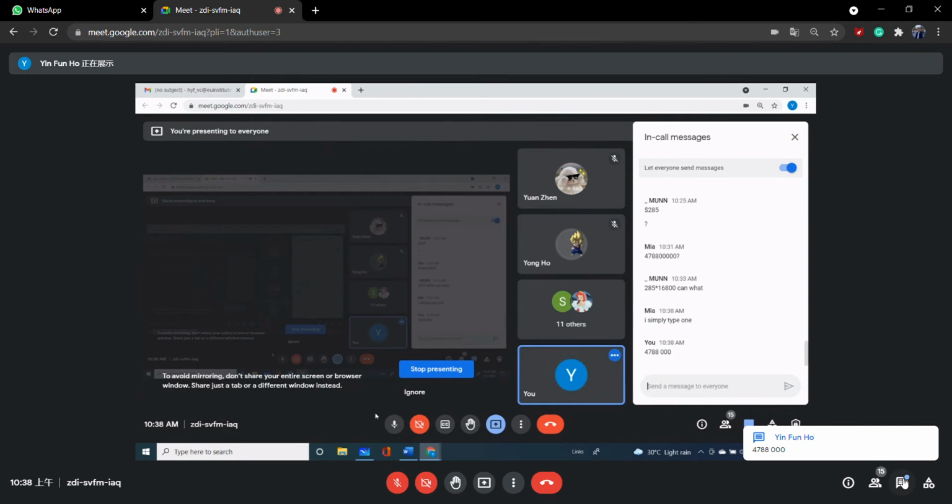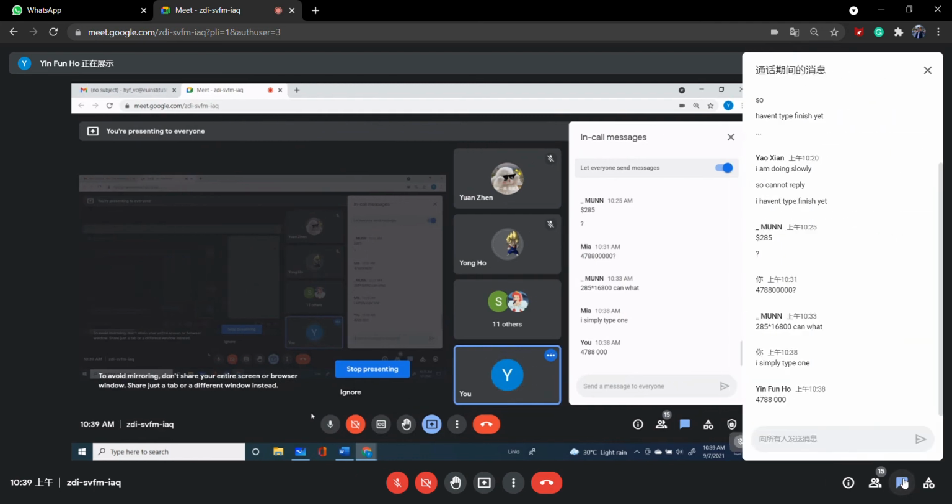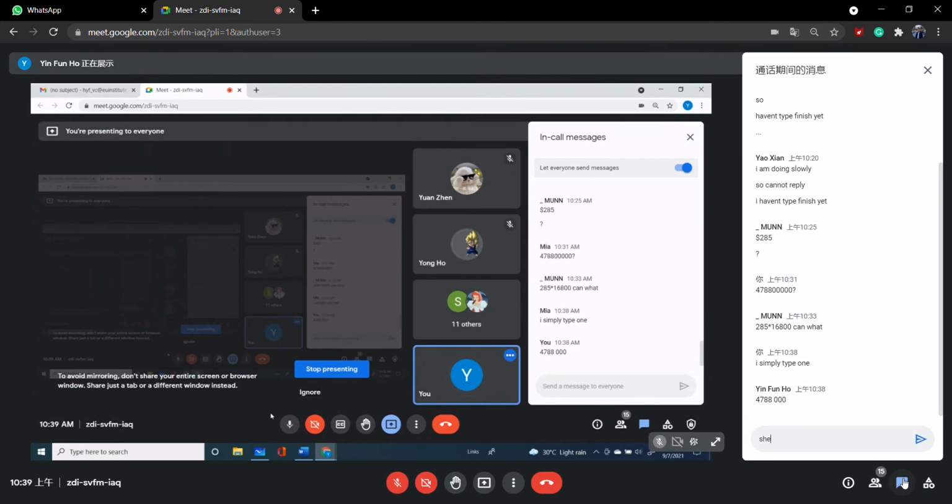So, 285 times 16800 is this figure. It is the revenue you get at break even. Revenue you get at break even is equal to total cost, because you don't make profit, you don't make loss. Revenue at break even equal total cost. Do you understand? Understood.